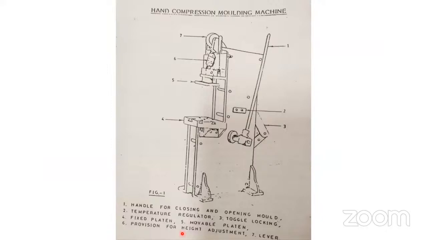Now, this is a simple frame, not hydraulic, a mechanical compression press. This is a handle here, and it's a toggle type: 1, 2, 3. These are all the toggles, their numbering is shown. Here is an upper platen and a lower platen. When you take this handle down, it will close, that means it will come down up to here. This is a simple mechanical toggle type compression molding press.